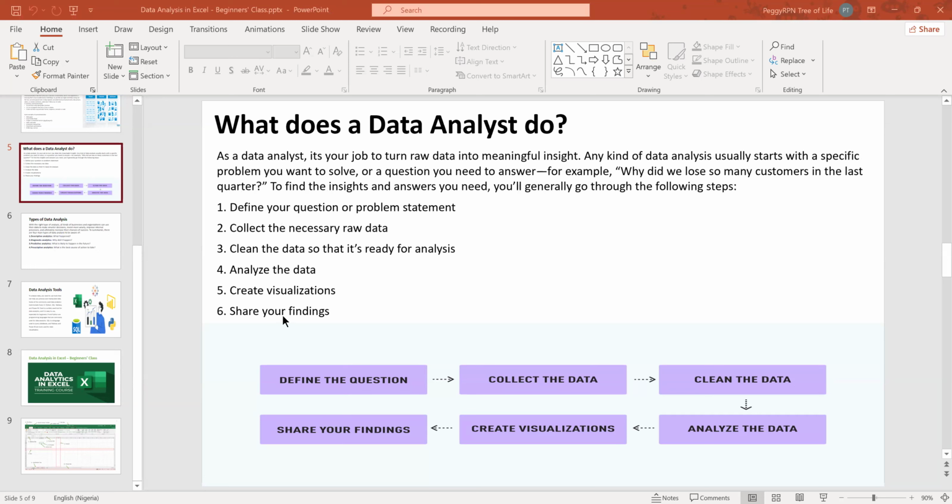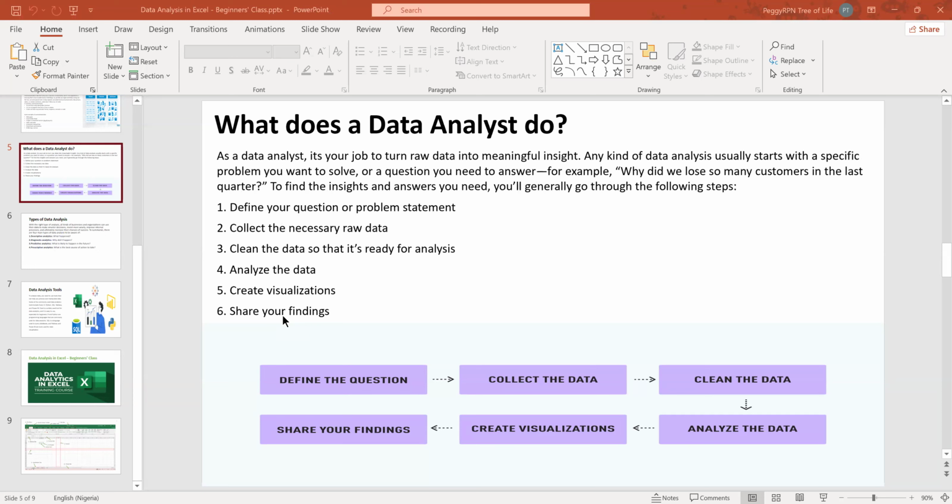Your stakeholders are more like either your boss or your manager, whoever is going to use your findings. You share your findings with them, so that probably the board of directors or the committee will come together and look into your findings and plan towards maybe the following year or things like that. So that is what you do as a data analyst.